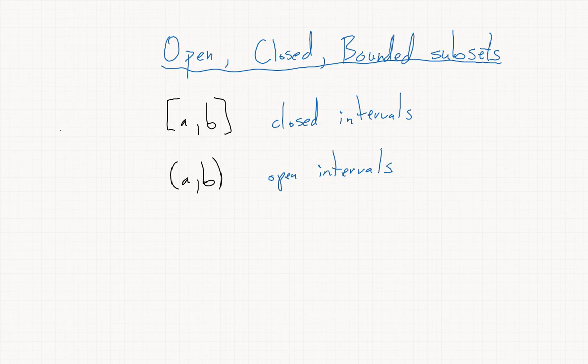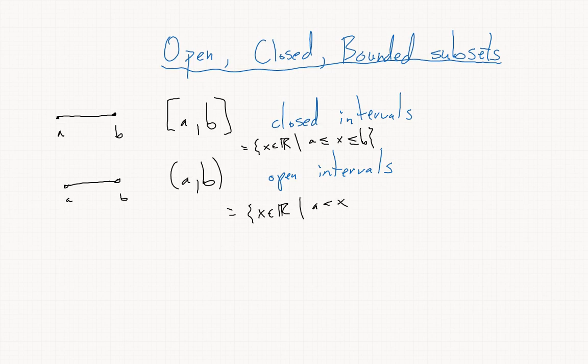So this consists of all numbers between a and b, where in the first case we include a and b, and in the second case we exclude them. So this is all x in R with a less than or equal to x less than or equal to b, and here it's strictly less than. And there's also these half-open intervals like this, but these are not as useful. Anyway, so we want to have a version of these in higher dimensions.